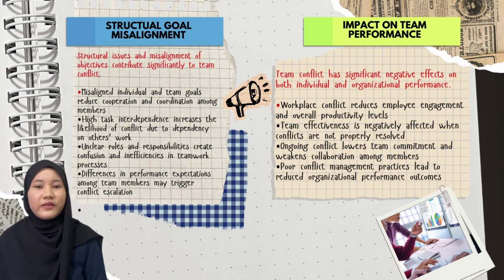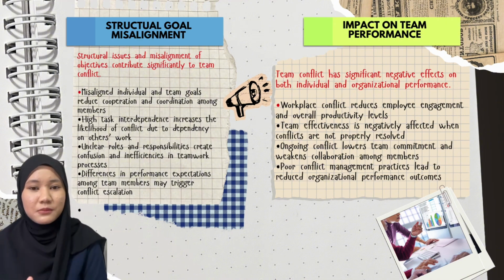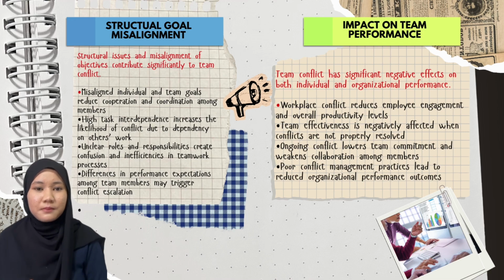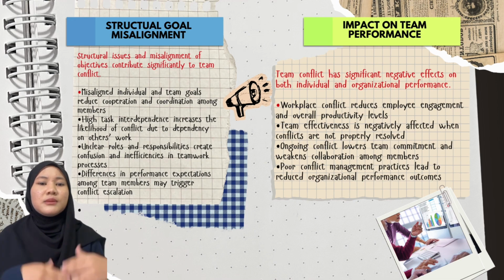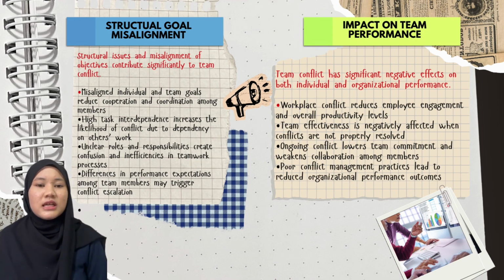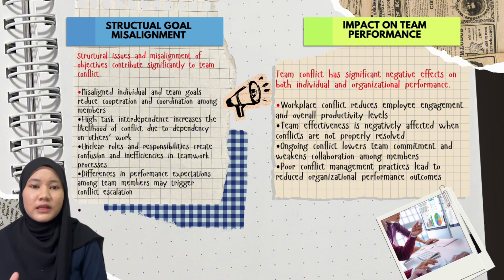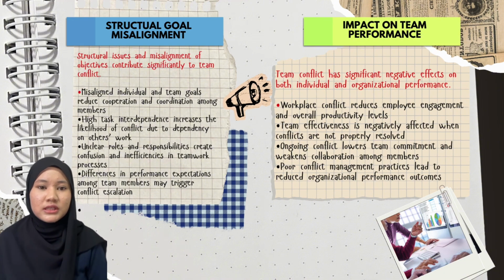The final issue identified is the impact of conflict on team performance. Based on the journal's review, team conflict can have a significant negative effect on both employees and the organization if it is not managed properly. Workplace conflict often reduces employee engagement and productivity, making it more difficult for teams to achieve their goals. In addition, unresolved conflict can negatively affect team effectiveness and disrupt collaboration among members.